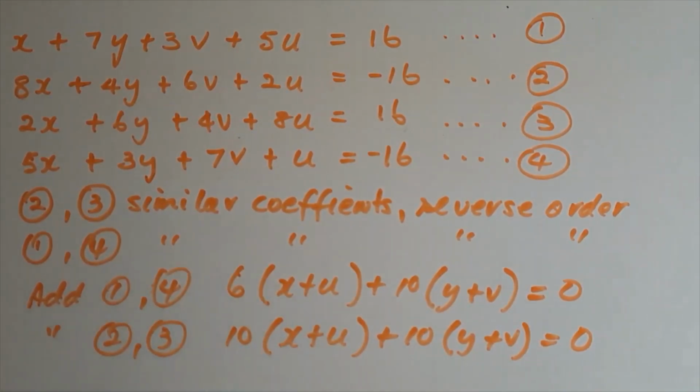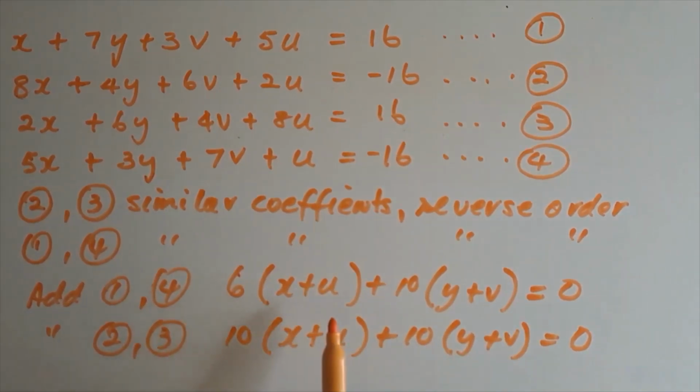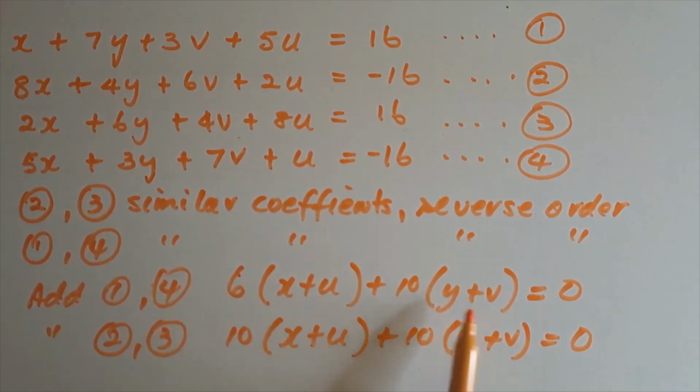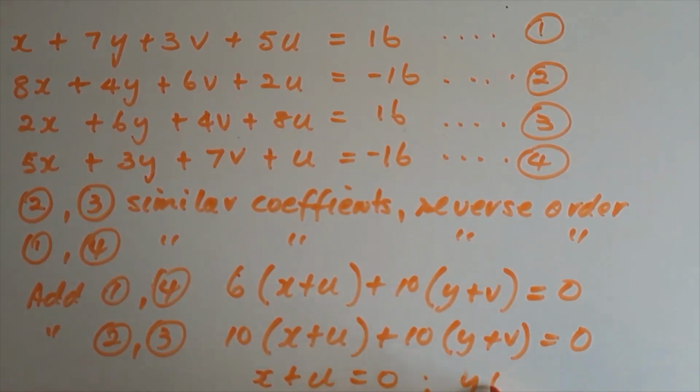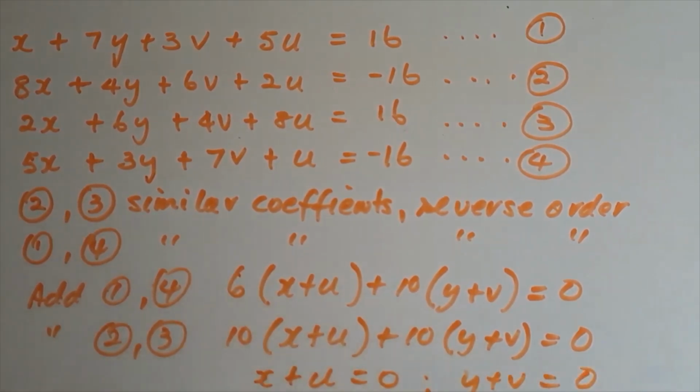Now, we can just solve this by inspection. If this equation is equivalent to 0, then both x add u and y add v must be 0. Same for this equation. So our solutions are x add u is equal to 0 and y add v is equal to 0.